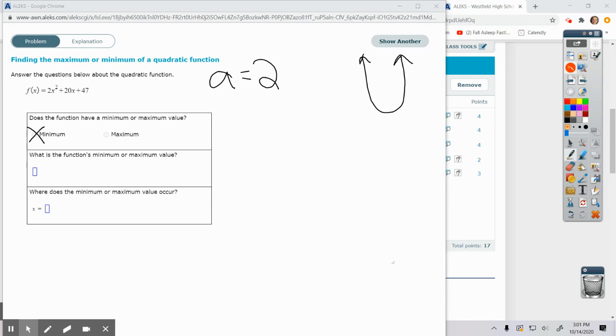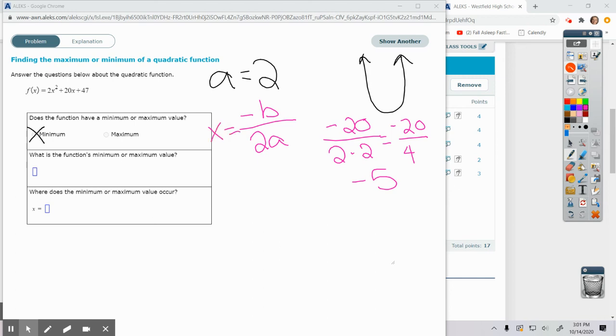So to find the vertex, we said we're doing -b/2a. So in this situation, b is 20, so -20/2 times a, which we already said was 2. So -20 divided by 4, so -5. Does this -5 tell us what the x value is or what the y value is? This tells us the x value. Remember, the formula is x equals -b/2a, which means this -5 is the first number in our vertex, and it needs to go in the box that says x equals.